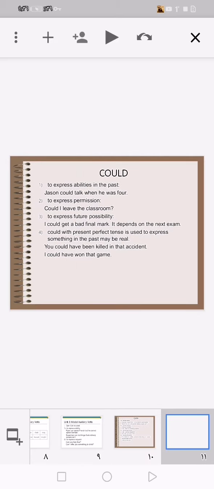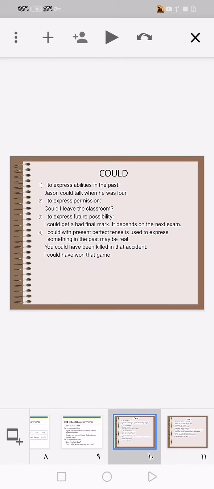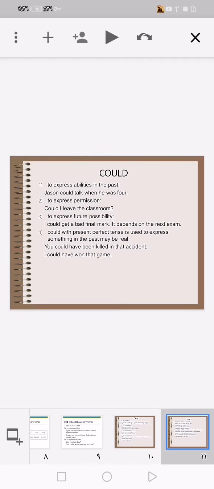Could. طبعا هنا كان طلاب كان في زمن ال present simple. في زمن ال past simple شو يصير could. To express ability in the past. Jackson could talk when he was 4. Number 2, to express permission. Could I leave the classroom?